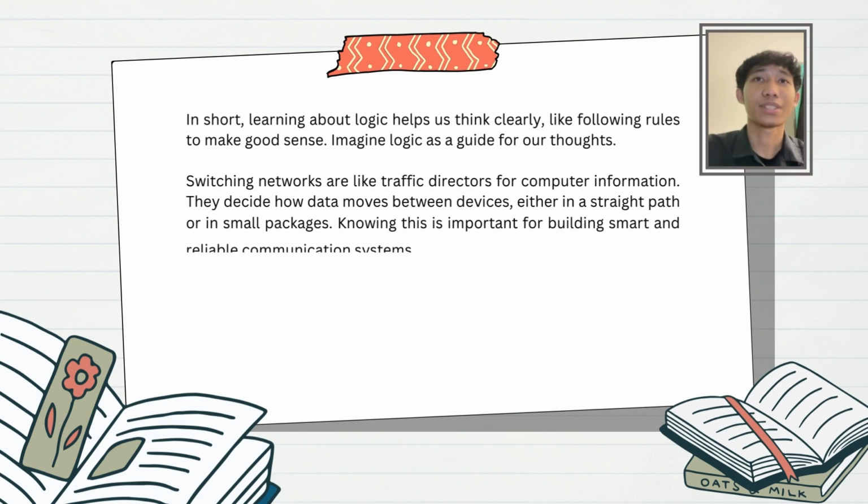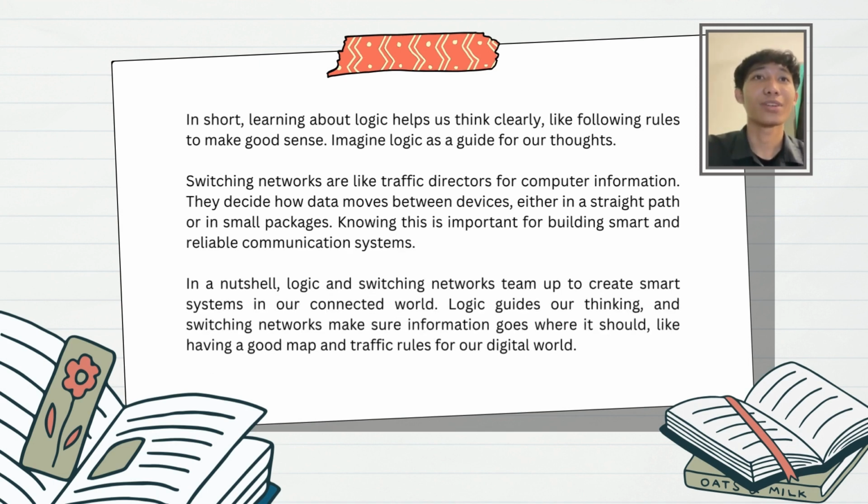Okay, for a summary of this topic, learning about logic helps us think clearly, like following rules to make good sense. Imagine logic as a guide for our tools. Switching networks are like traffic directors for computer information. They decide how data moves between devices, either in a straight path or in small packages. Knowing this is important for building smart and reliable communication systems.